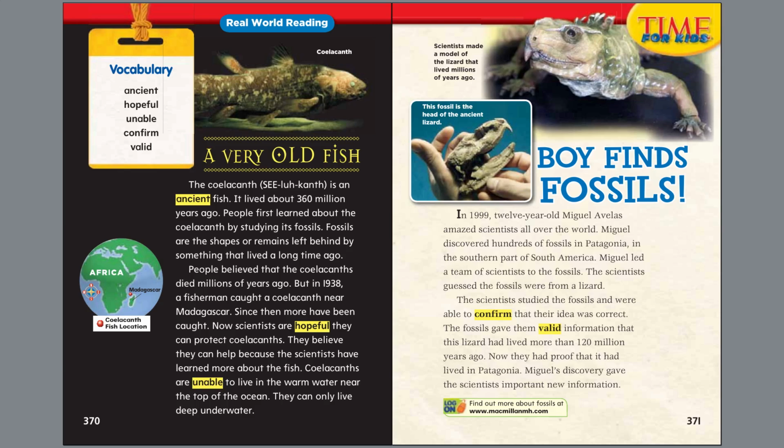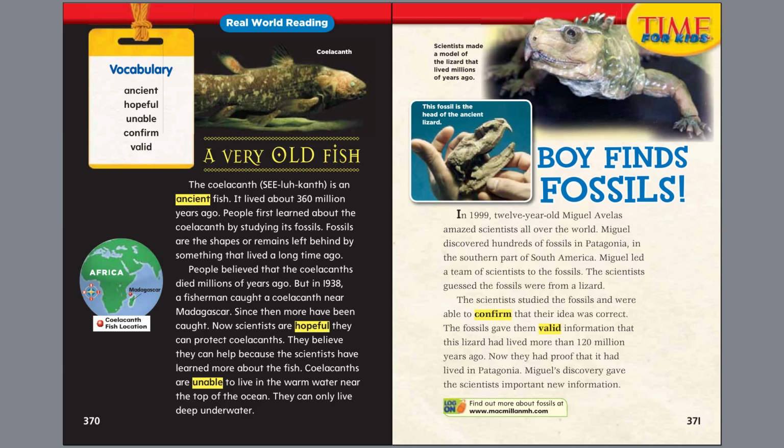scientists found the fossils of the coelacanth, a very old fish. Some people thought it was dead by now, but some fishermen caught coelacanths, and now scientists were hopeful they can protect the coelacanths now that they had more information about them. Wow, good job. That is the best summary I could ever think of. And then for the next one. Okay.